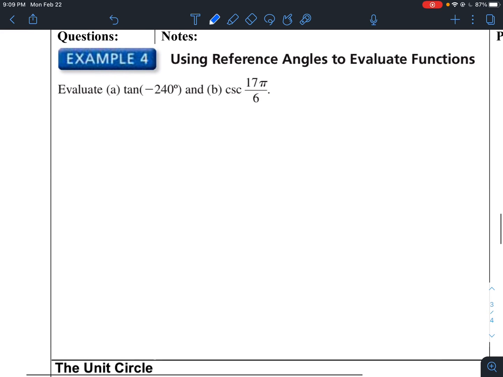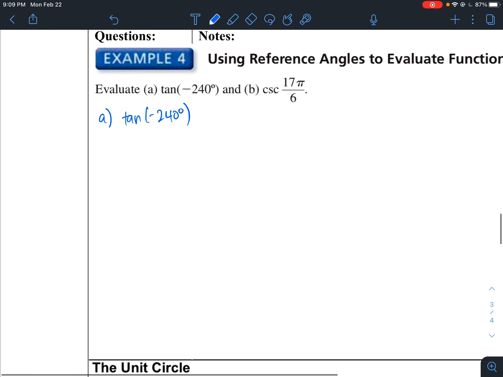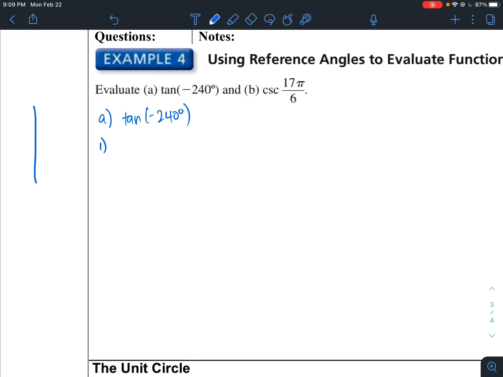So we have A, which is tangent of negative 240 degrees. First of all, we want to find the reference angle, right? That's always the first step. So quickly, I'm just going to draw this angle.